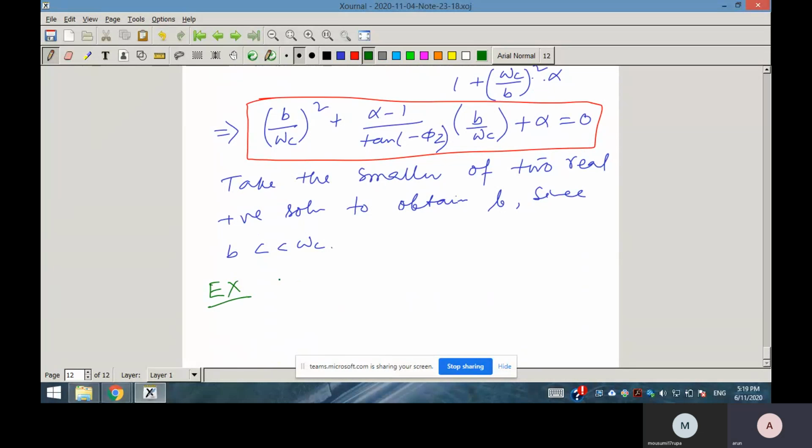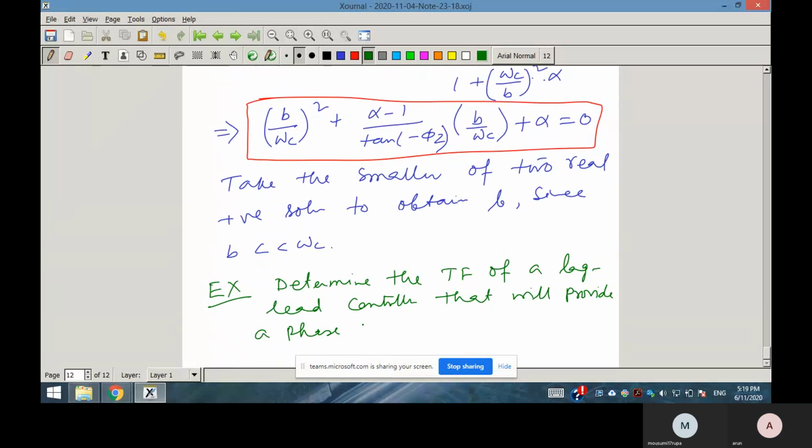So determine the transfer function of a lag lead controller that will provide a phase lead of 50 degree and attenuation of 15 dB at omega c equal to 6 radian per second.